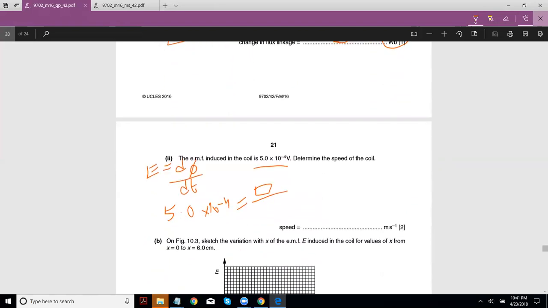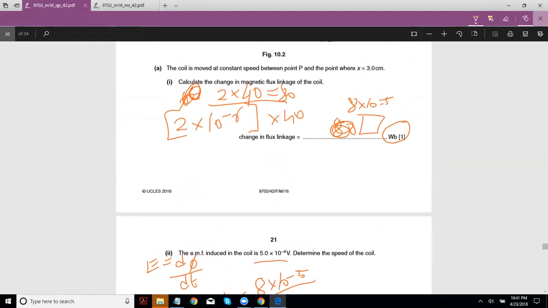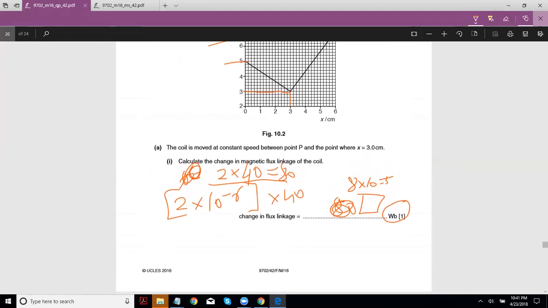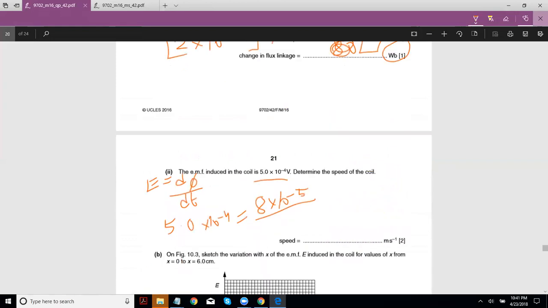Minus 5. So let's just write that correctly then. 8 into 10 to the power minus 5. That is the change in magnetic flux. You want a change in time. Time कितना? Okay, so time यही से आ जाएगा ना? Time formula से निकालना है ना? Yeah, time निकालो, distance divide.